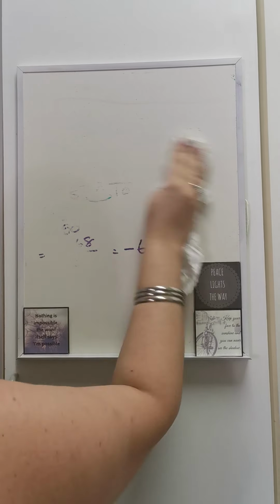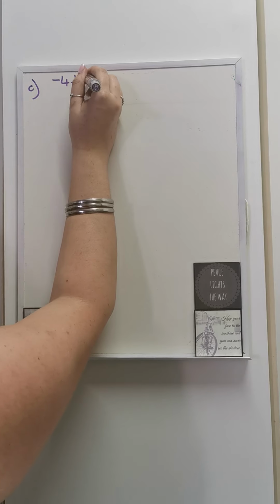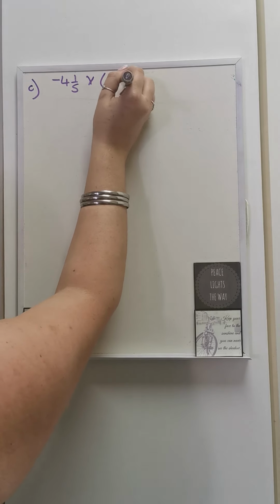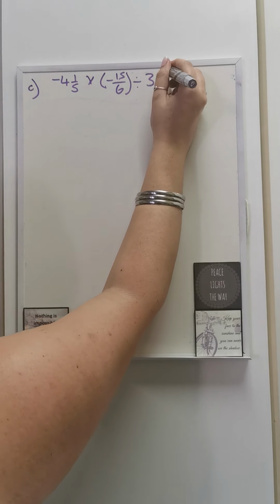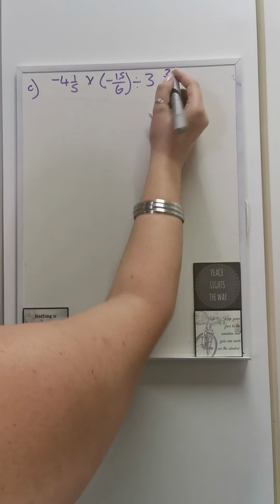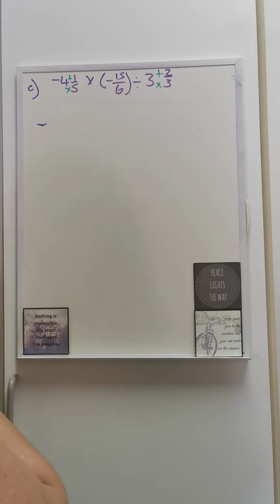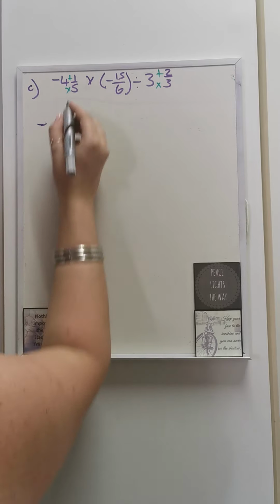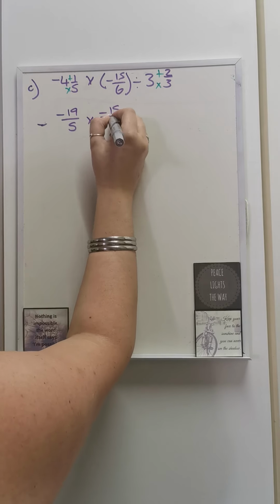Now number C. Remember you guys, if I go too quick, please pause the video. Negative 4 and 1 over 5 times negative 15 over 6 divided by 3 and 2 over 3. Remember, we can't have mixed numbers. So I'm going to times and plus before I do anything. So 5 times negative 4 plus 1 gives you negative 19 over 5 times negative 15 over 6.